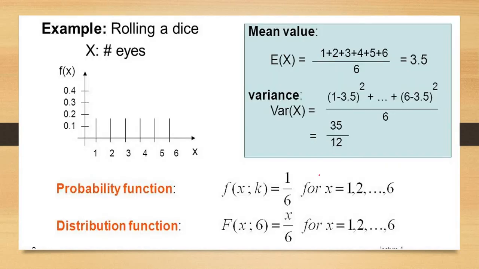So in this case, we have mu equal to 3.5. The very first value of the random variable is 1. So 1 minus 3.5 whole square plus 2 minus 3.5 whole square up to so on, 6 minus 3.5 whole square, whole divided by 6. So this is the variance of the discrete uniform distribution.